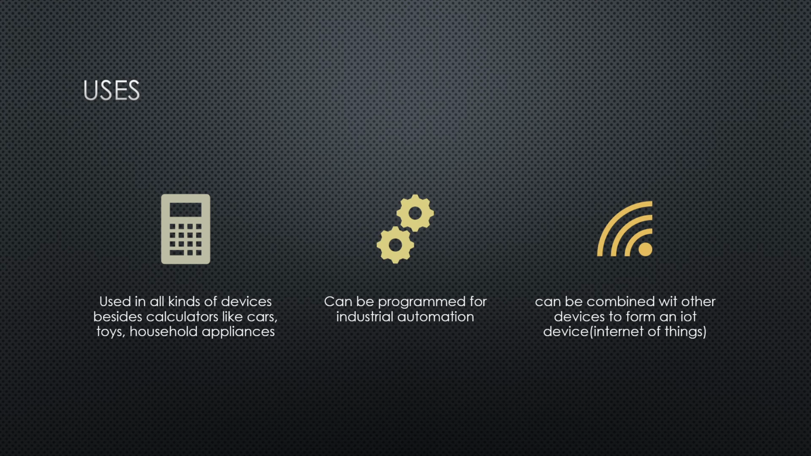Now, as mentioned, microcontrollers have many different uses, and they're used in many different devices, even cars, toys, and household appliances, as mentioned earlier. Also, besides just household appliances, they can also be programmed for industrial automation and factory use, and even robotics. Microcontrollers can also be combined with other devices to make an IoT device, or Internet of Things, and that's essentially just a device that is able to send information to and retrieve information from the Internet.